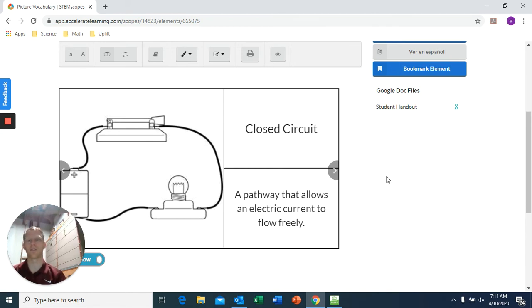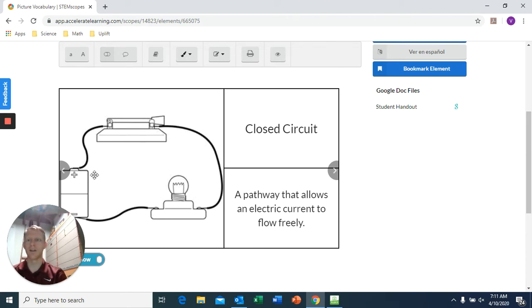A closed circuit. A closed circuit is a pathway that allows an electric current to flow freely. Basically, if the circuit is closed, that means there are no gaps in the wires throughout the circuit.